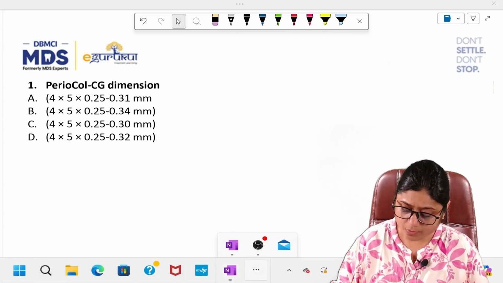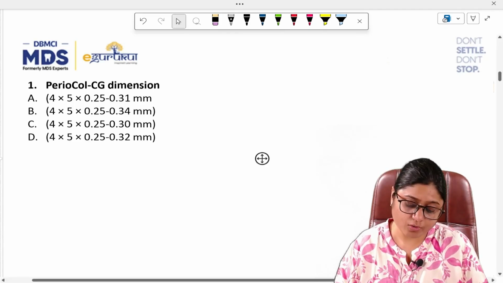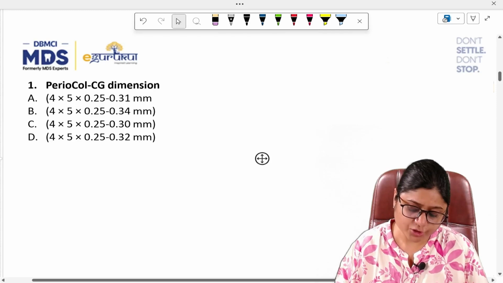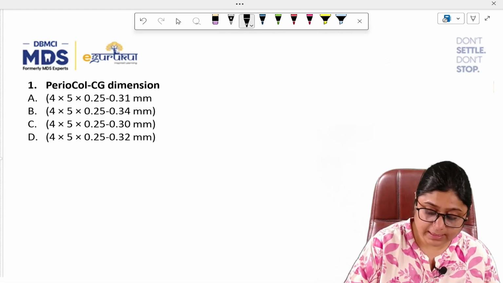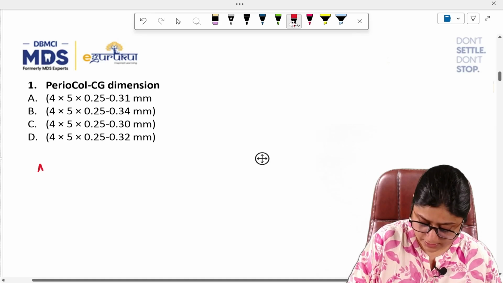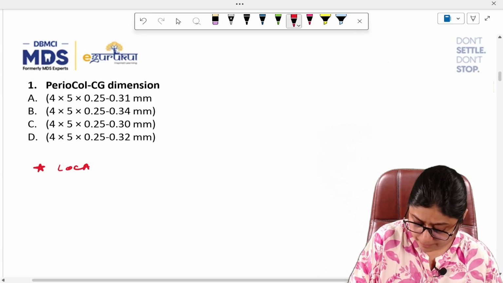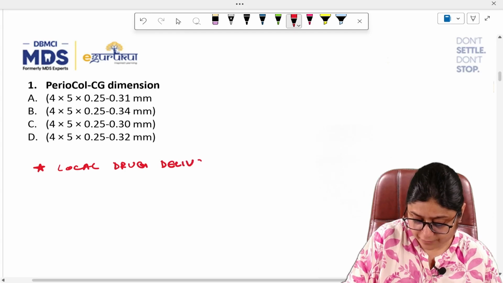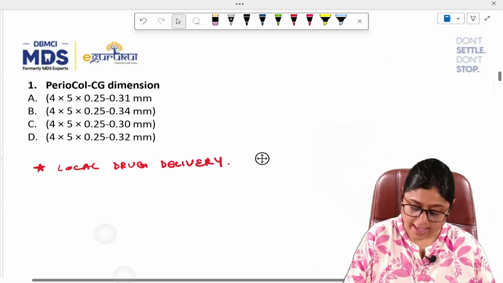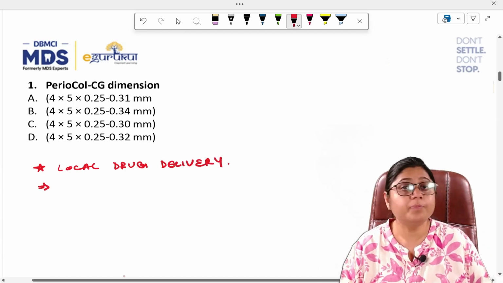Okay. So now the first question is Perol CG dimension. What is the dimension of Perol CG? Now, what is Perol CG? Perol CG is basically a local drug delivery system. And which local drug is delivered with Perol CG?